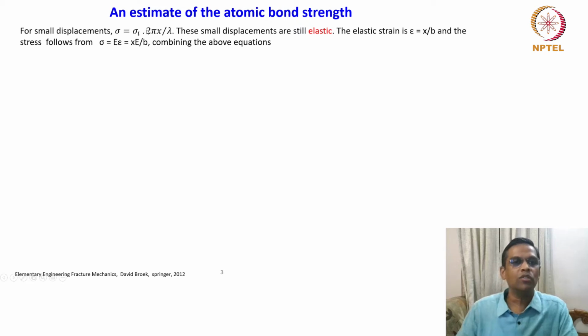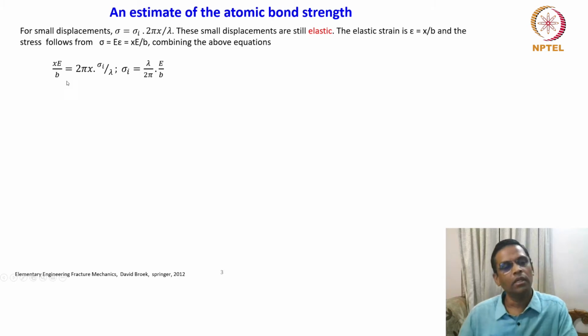If we combine these two equations for sigma, we get a different formula: xE by b is equal to 2 pi x times sigma i by lambda, and sigma i can be written as lambda by 2 pi times E by b.